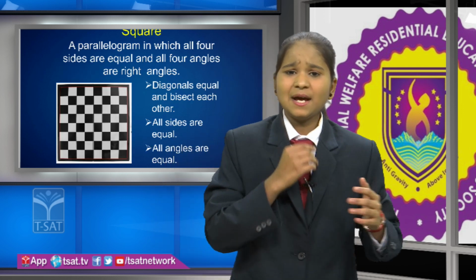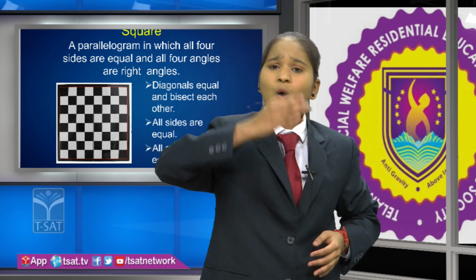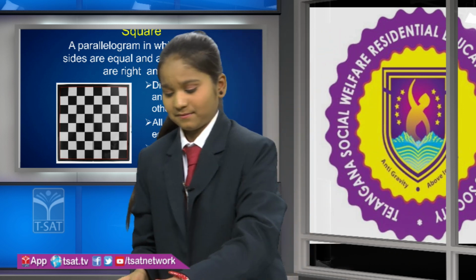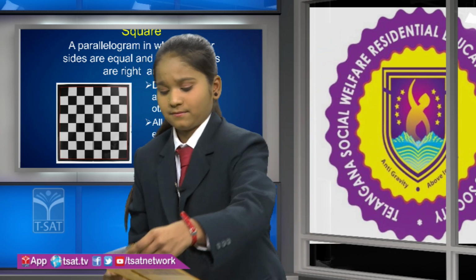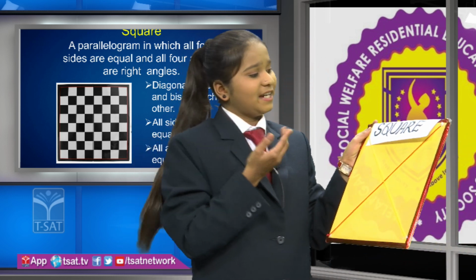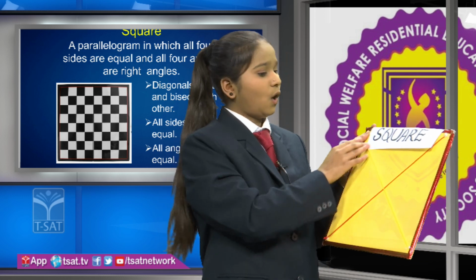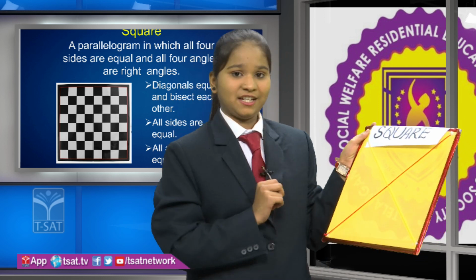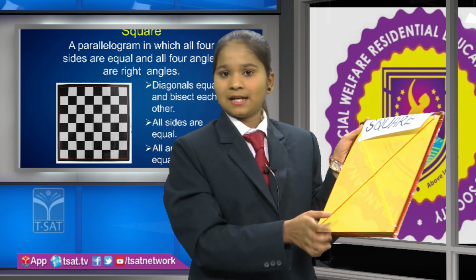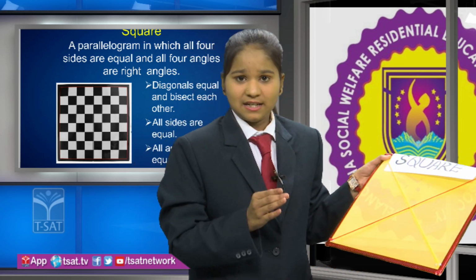So, in a parallelogram, if all four sides are equal and all angles are equal, then it will become a square. Here it is a square. In a square, all four sides are equal and all angles are 90 degrees. Here this is diagonal 2 and this is diagonal 1. Diagonals 1 and 2 bisect each other.